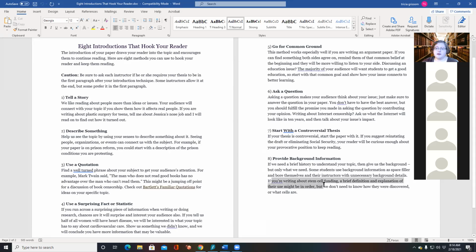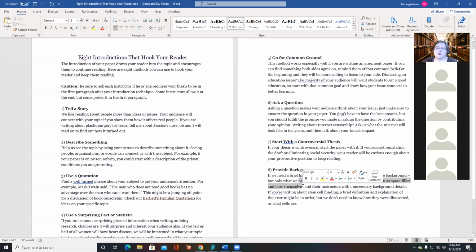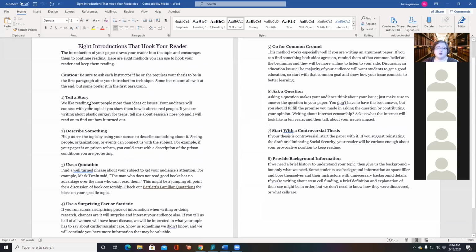So if you're writing about stem cell funding, a brief definition and explanation of their use might be in order, but we don't need to know how they were discovered or the definition of cells. So only give us the background we need to understand your issue. Okay, so stories, descriptions, quotations, surprising fact or statistic, common ground, questions, controversial thesis, background information.